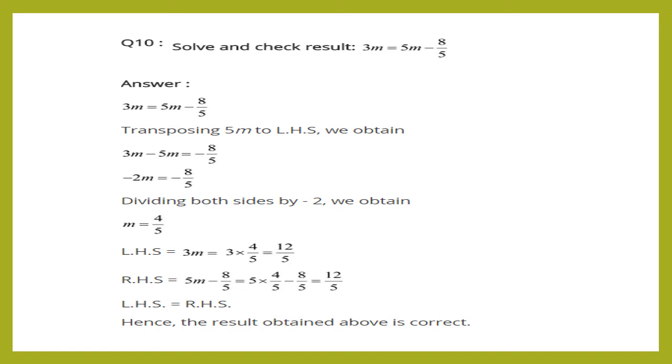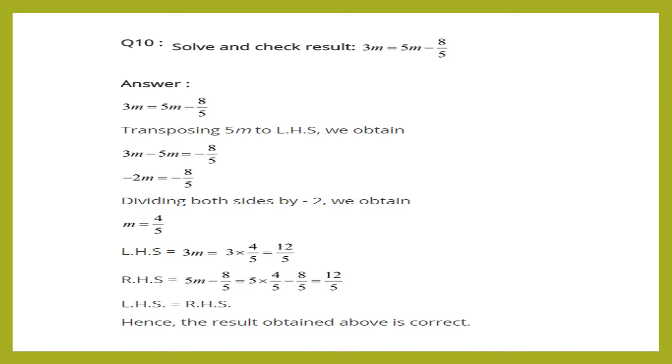LHS equals 3m, which is 3 into 4/5. 3 fours are 12/5. Let us take the RHS. 5m - 8/5. 5 into the m value, 4/5, minus 8/5. The 5 gets cancelled, or 5 fours are 20/5. In 20, 8 goes means we'll get 12/5.